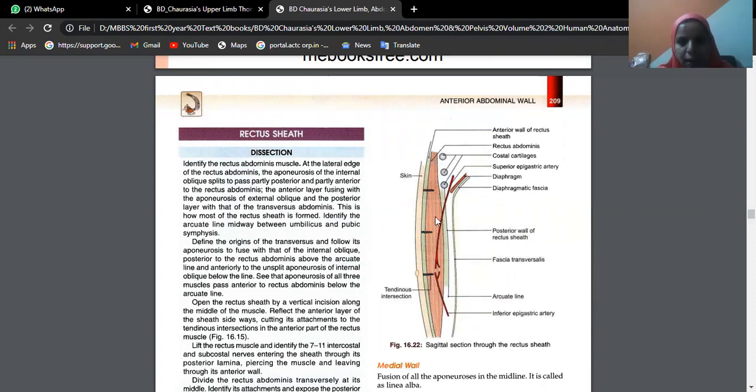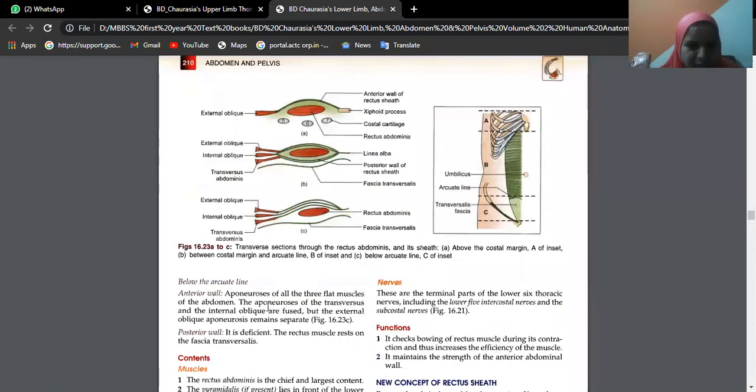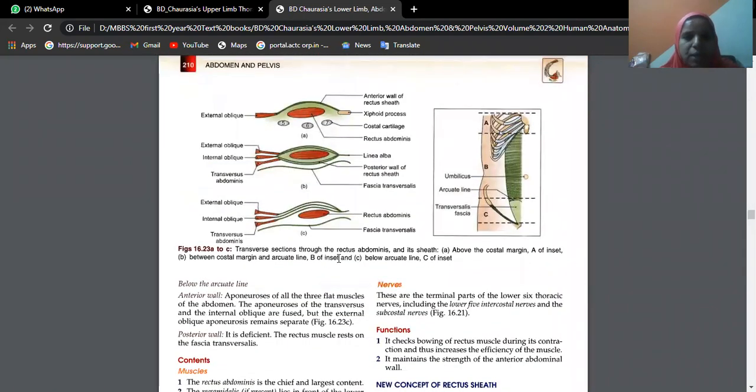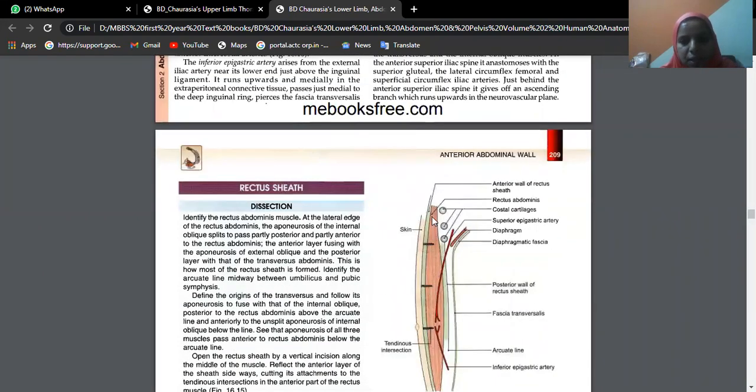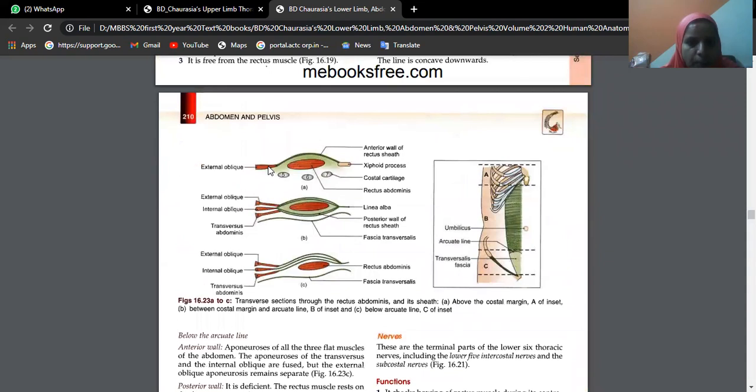Okay. So inside the rectus sheath, you are finding a muscle. As you said, it is rectus abdominis. Now, let us see the extent. Above the costal margin, that means this one, beta. See, these are the costal margins, 1, 2, 3. So above the costal margin, the anterior wall is contributed by the aponeurosis of external oblique abdominis. Posteriorly, there is no sheath, no aponeurosis. Directly, the muscle is resting on the 5th, 6th, and 7th costal cartilages.